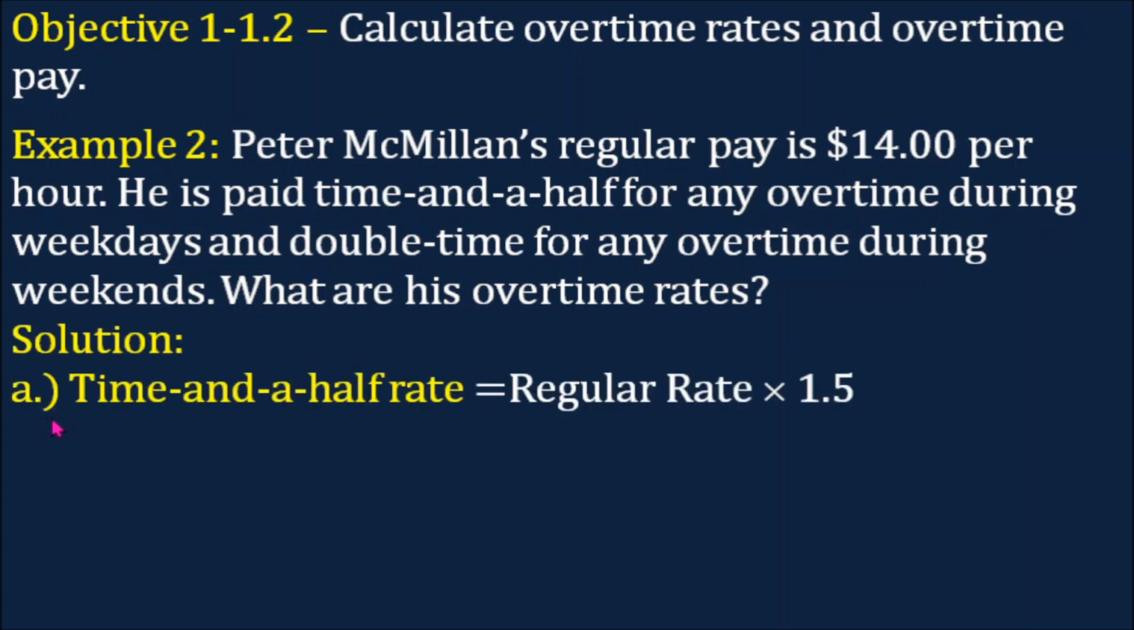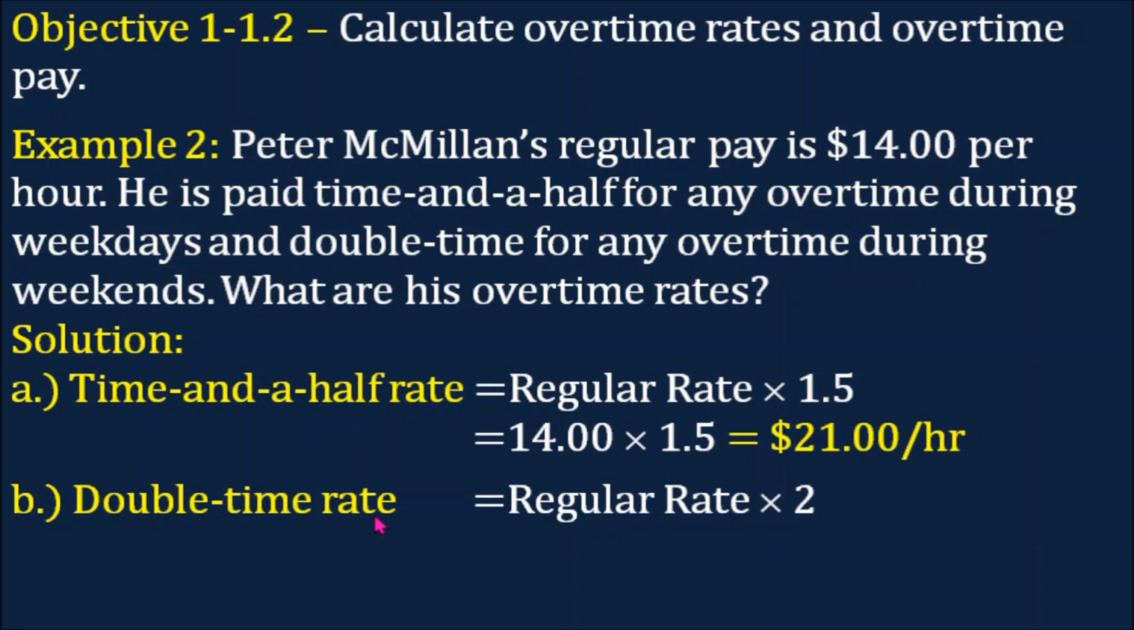So we have 2 overtime rates here. The first one here is time and a half rate, and to get the time and a half rate, we will just multiply the regular rate times 1.5. The regular rate here is $14, and then multiplied by 1.5, it's $21 per hour. And the second rate here is double time rate. So for double time rate, we will just multiply the regular rate times 2. Again, the regular rate is $14, then times 2, so that's $28 per hour.